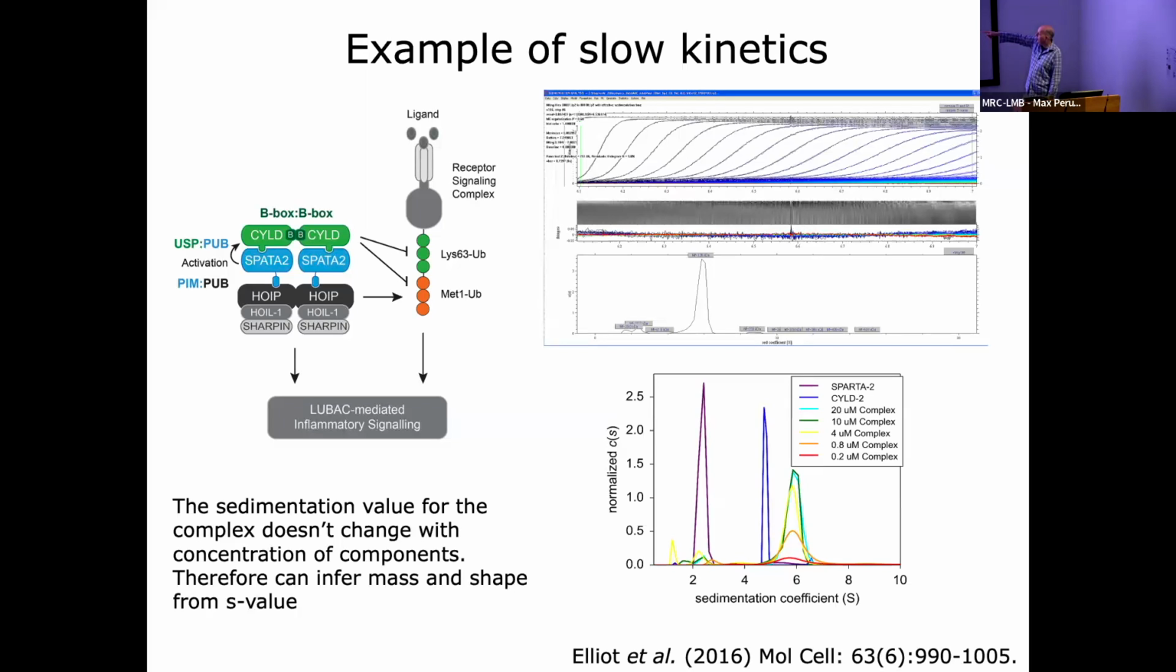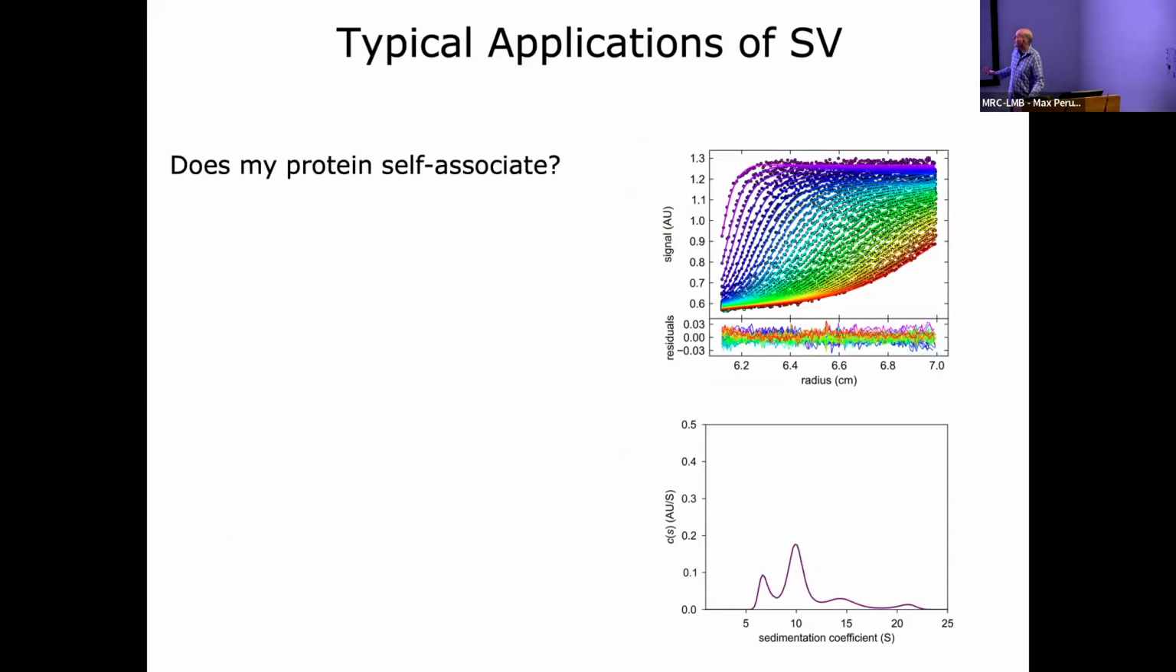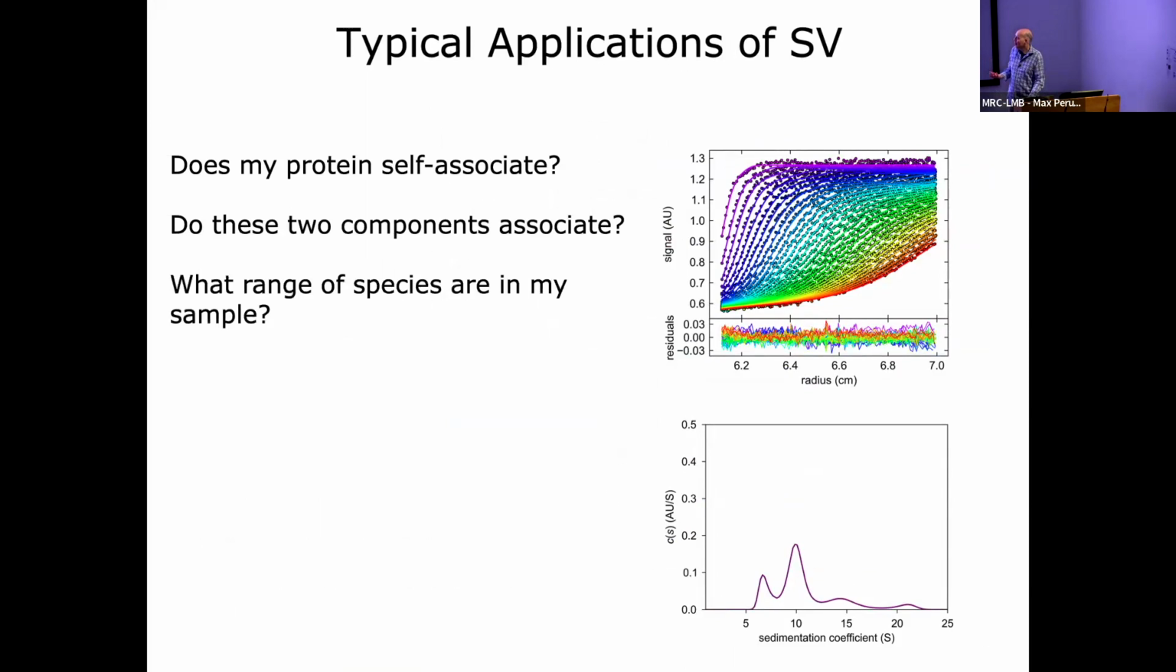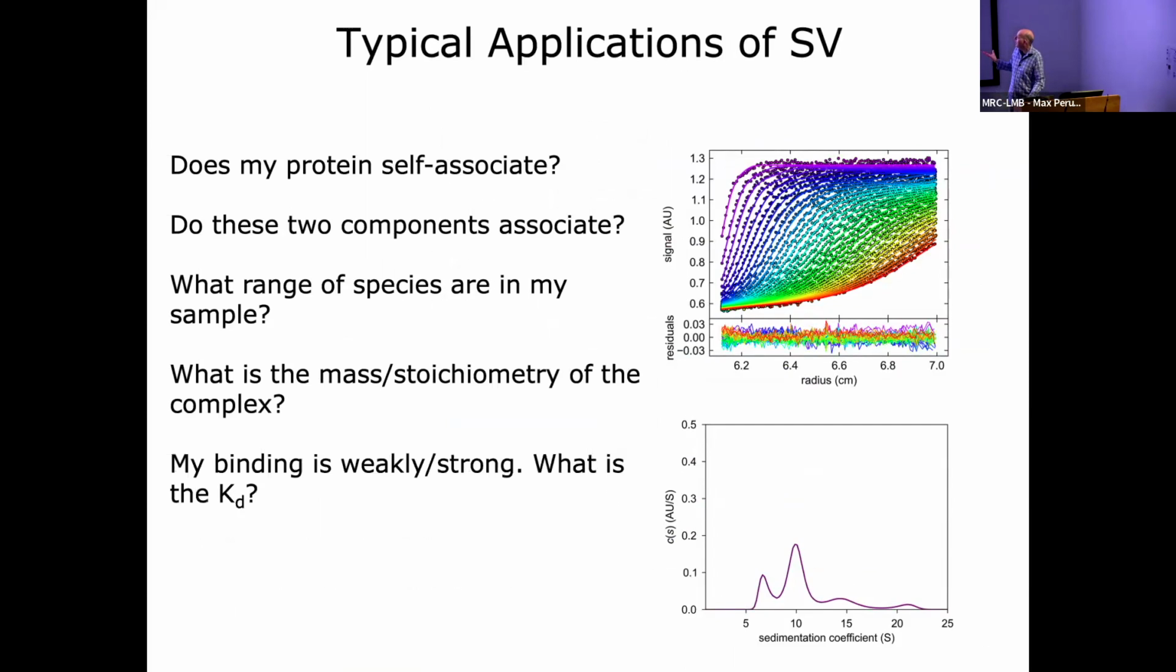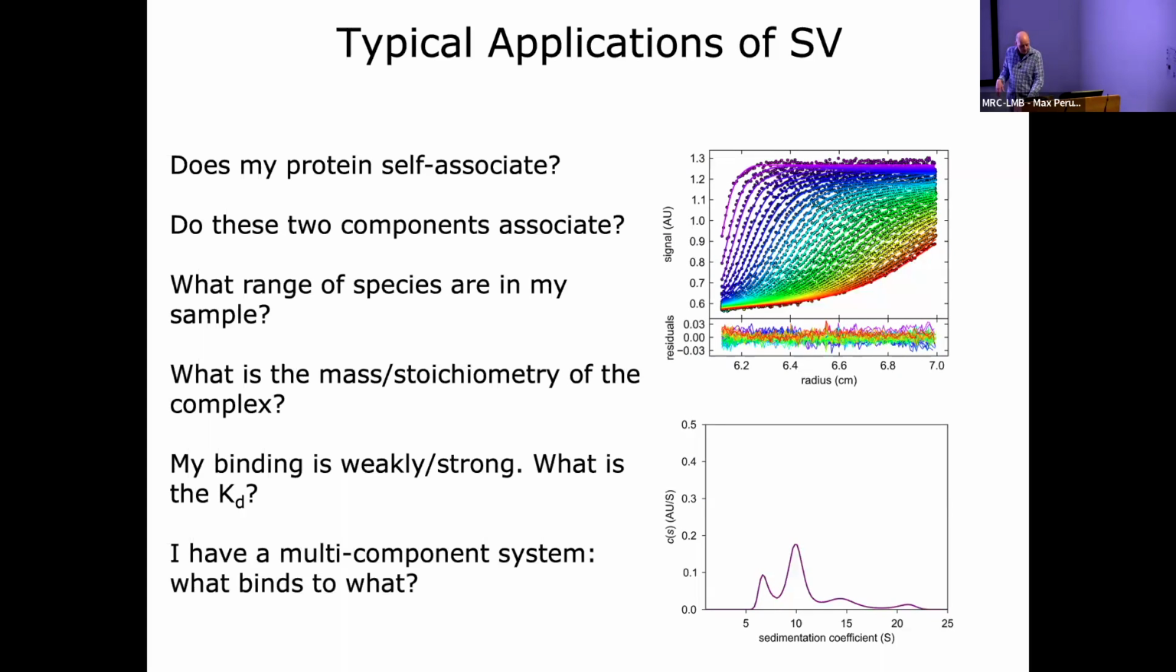From this, we can detail what the mass and the shape was, and we can work out what the stoichiometry was. So what do we usually use velocity for? Well, questions like: does my protein self-associate? Do the two components associate? What's the range of species in my sample? What's really in there? Can we get down to the mass and stoichiometry? Do I have weak or strong binding? And if you've got a multi-component system, what binds to what?